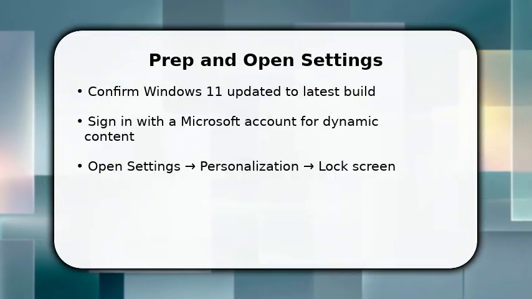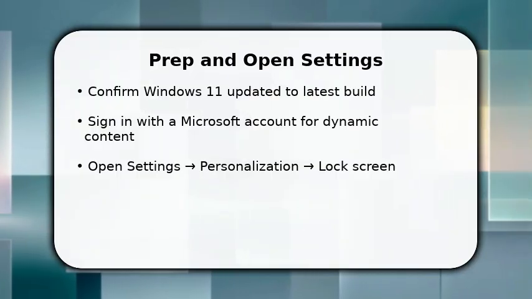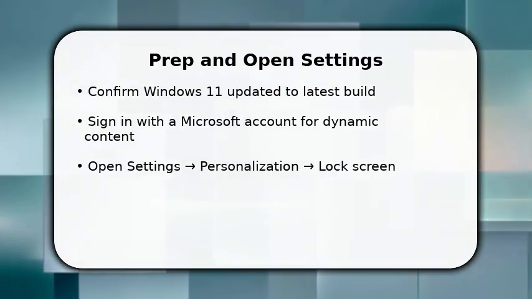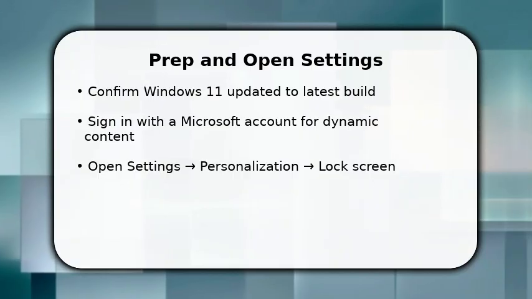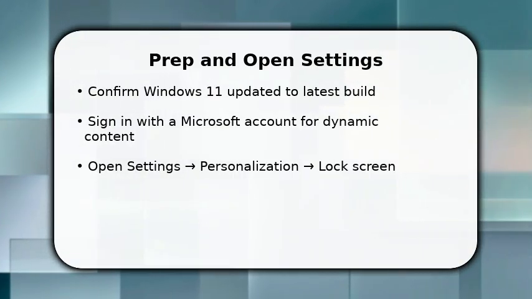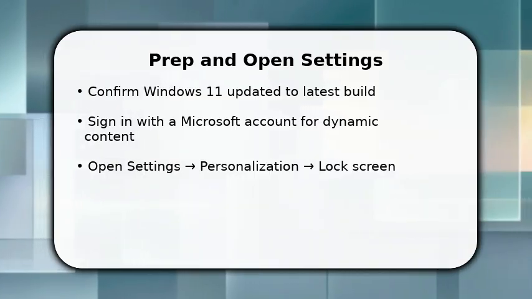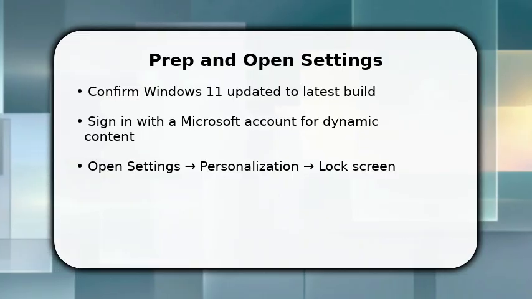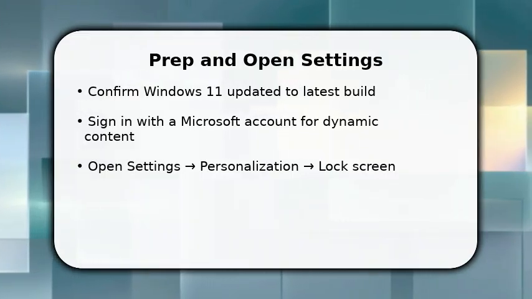You start by making sure Windows is current and you're signed into a Microsoft account. This allows live content. Once done, open Settings and go straight to Personalization, then Lock Screen. You do this because the live lock screen options are controlled here. Make sure Focus Assist is off so notifications can show.